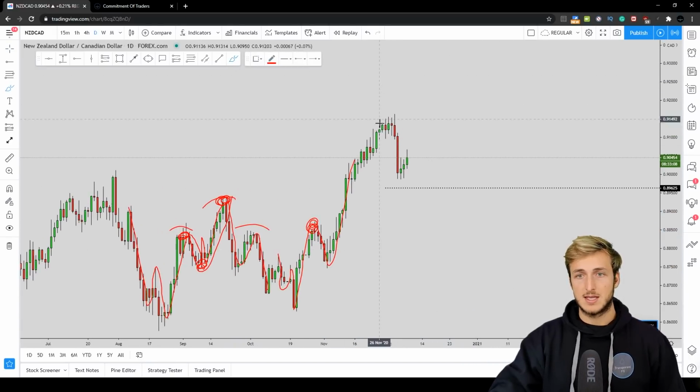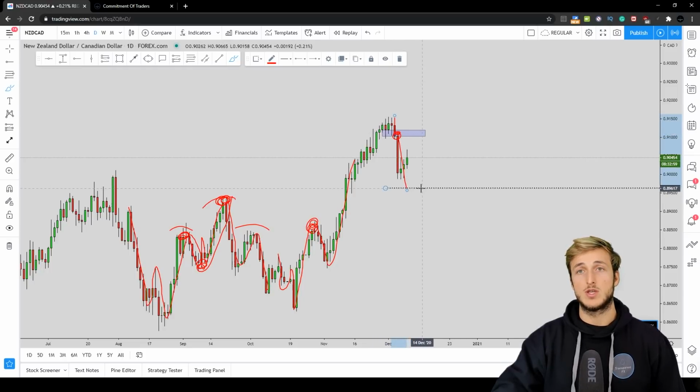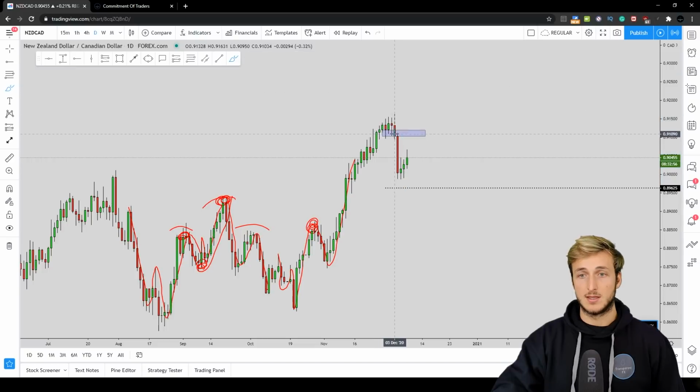Then I spoke about NZD CAD when the market was here, and I explained why I wanted to see the market break this support to the downside, go for a retest of it, and create the continuation, which is exactly what the market did here. Break, retest, and continuation to the downside.